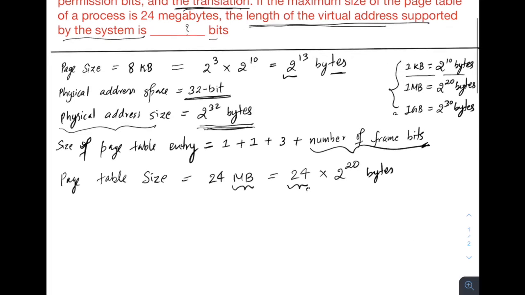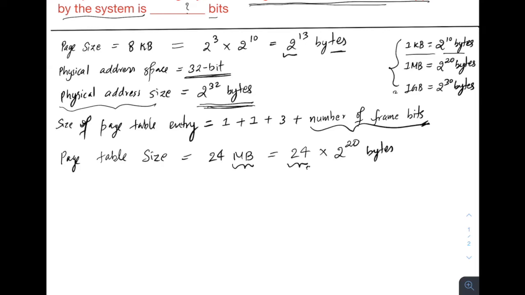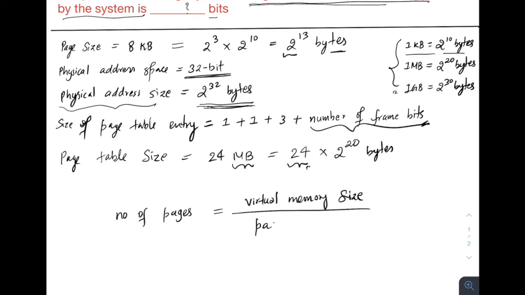And we know that there is one relation. So basically, if you remember, number of pages for a process is equal to virtual memory size by page size. Page size, this we know, right?